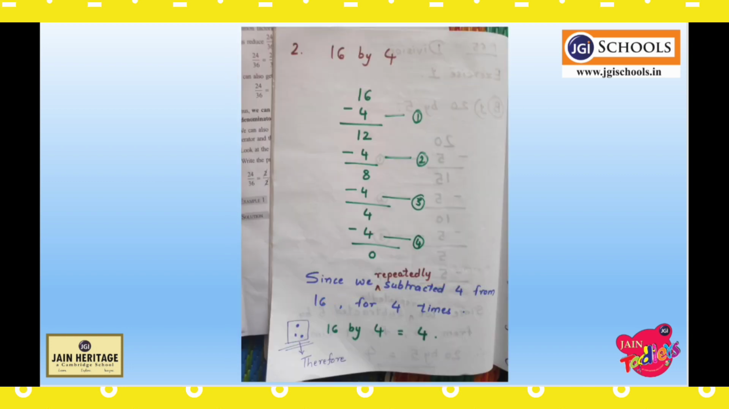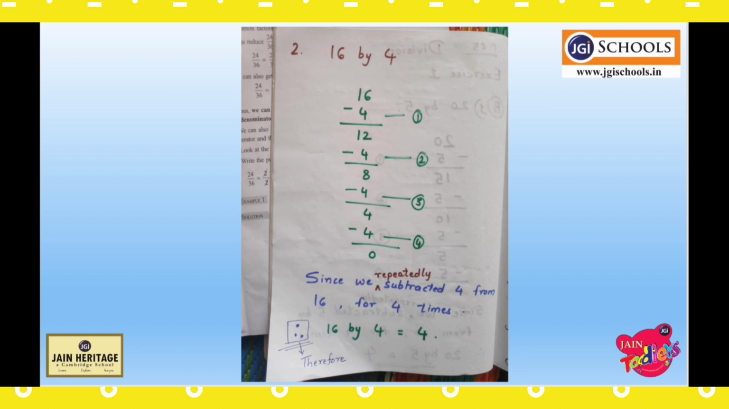Now suppose 16 divided by 4. How will you do it by repeated subtraction? First subtract 16 minus 4 for the first time. How much is remaining? 12 is remaining. Now again subtract 4 for the second time. How much is remaining? 8. For the third time, 8 minus 4. Again the last 4 is remaining. Now 4 minus 4 is 0.